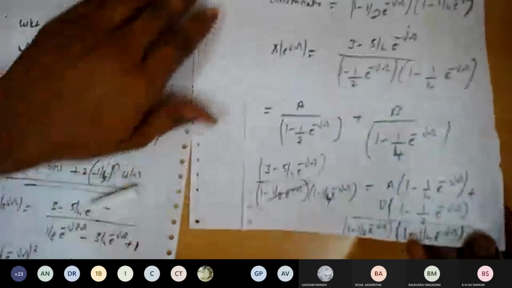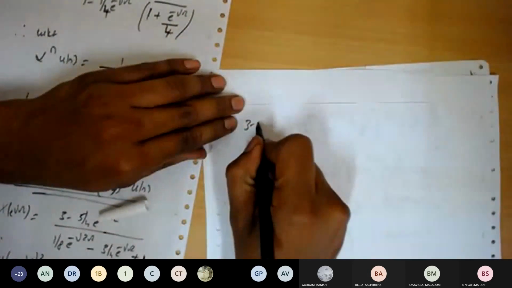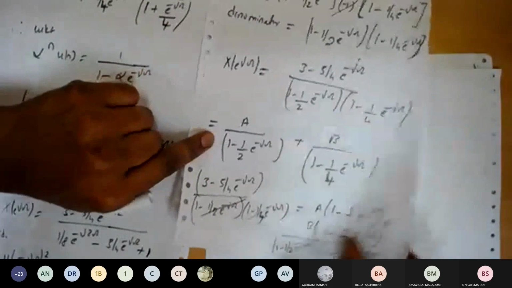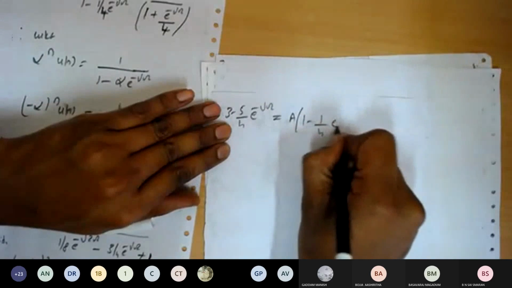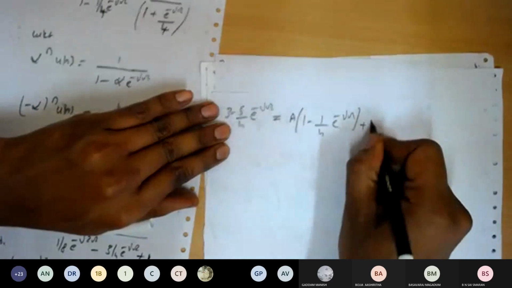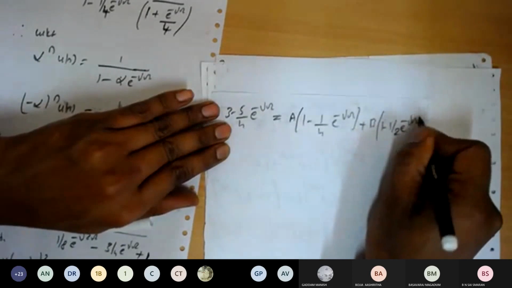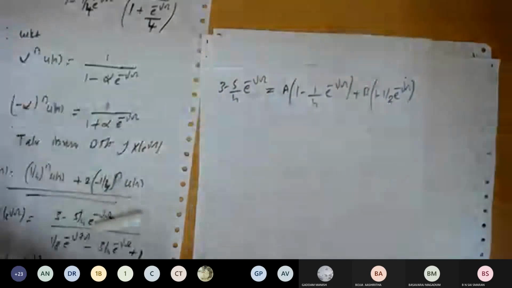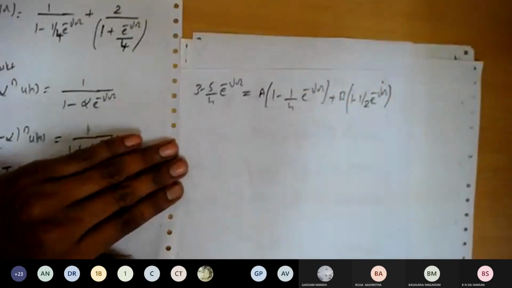So I'll rewrite the expression. So it has become 3 minus 5 by 4 e to the power of minus j omega, which is equal to a multiplied by 1 minus 1 by 4 e to the power of minus j omega, plus b multiplied by 1 minus 1 by 2 e to the power of minus j omega. So we'll get these terms. Now let us find the values of a and b.